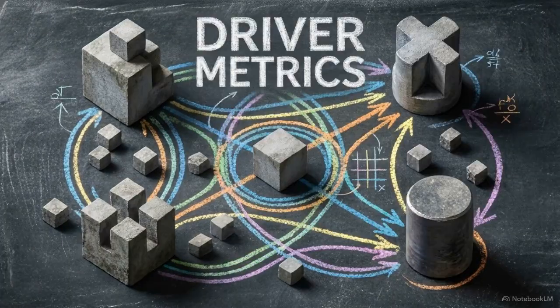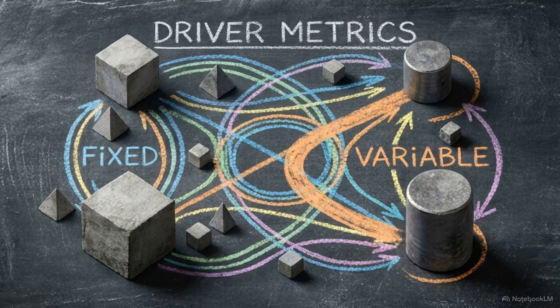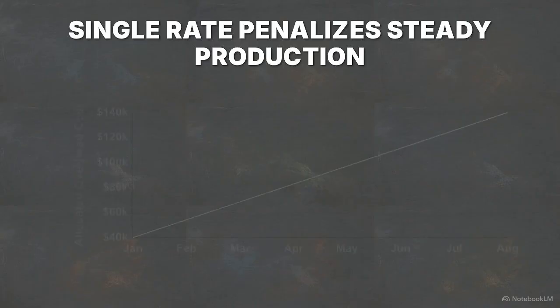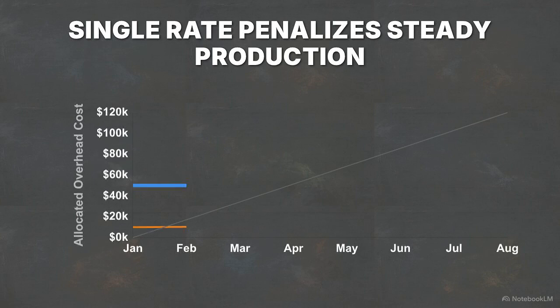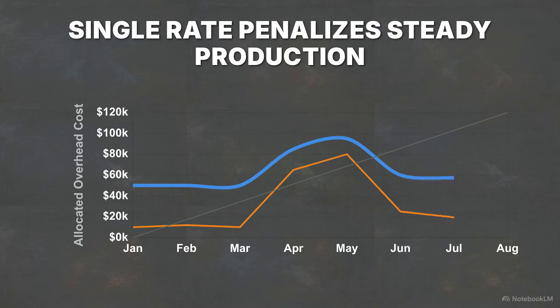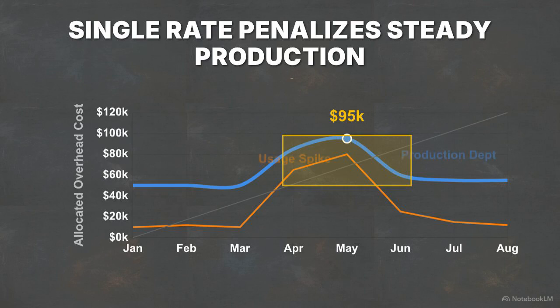The overarching mathematical model, whether direct, step-down, or reciprocal, can be further refined by adjusting the allocation base itself, using either a single or dual rate. A single rate allocation blends fixed and variable costs into one blanket application. This approach penalizes steady production departments by saddling them with overhead fluctuations driven by temporary usage spikes in other areas.